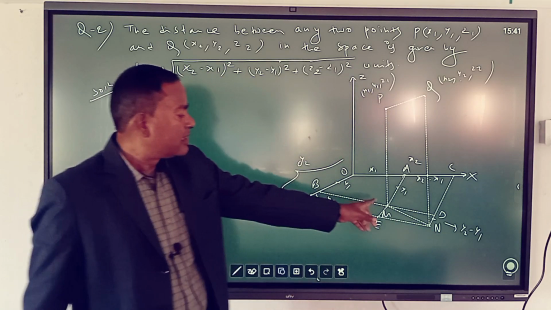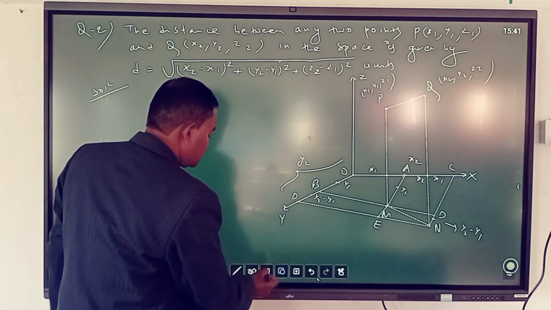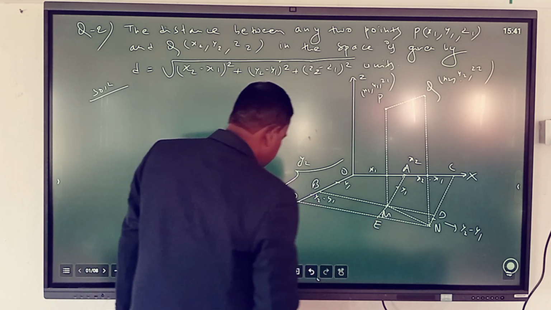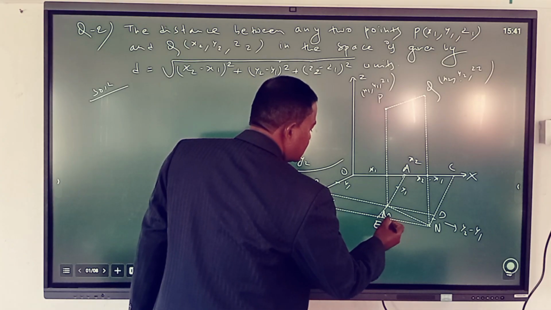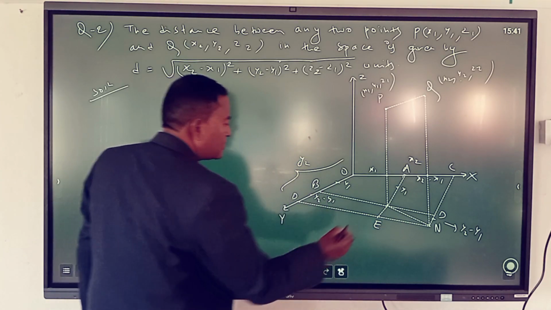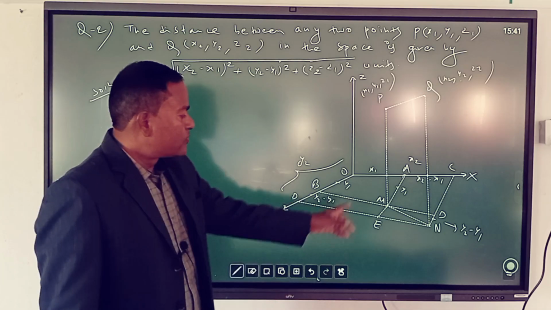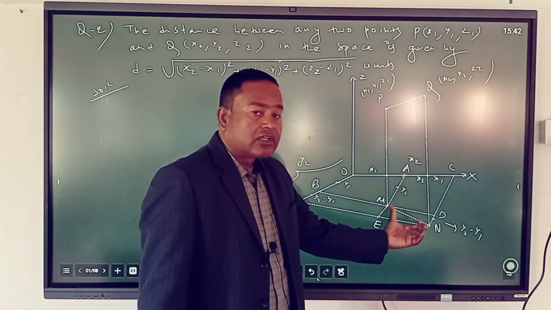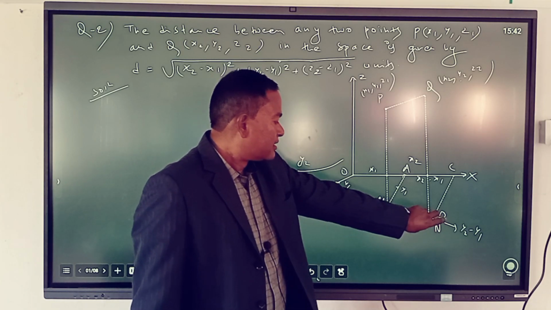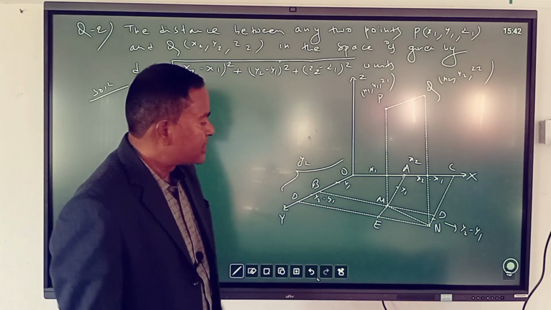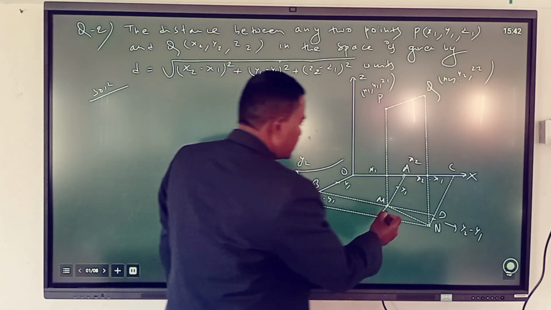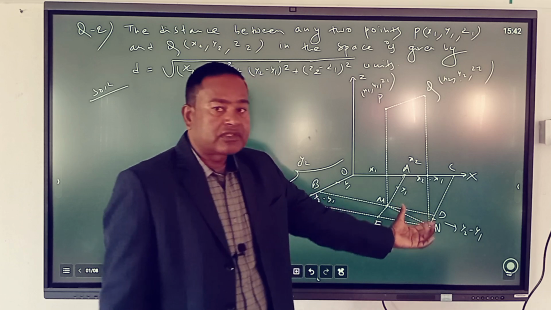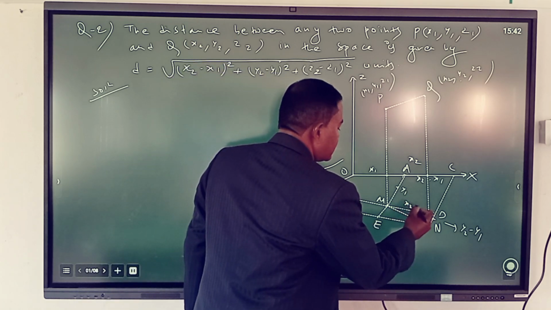Now, if we join M to N, dear student, then we can find the length of MN, because the measure of DN is already found: y2 minus y1, and the measure of MD is equal to AC. So the measure of MD is x2 minus x1.